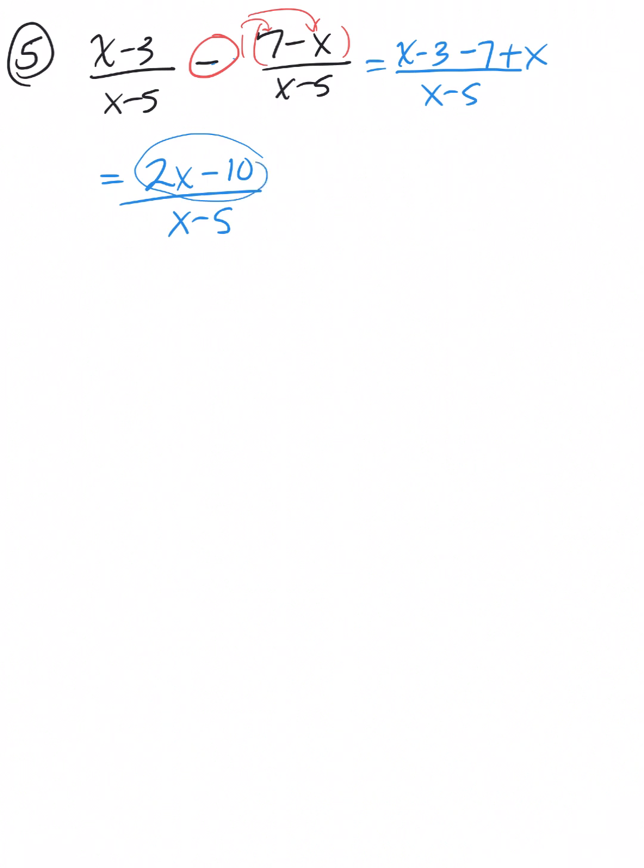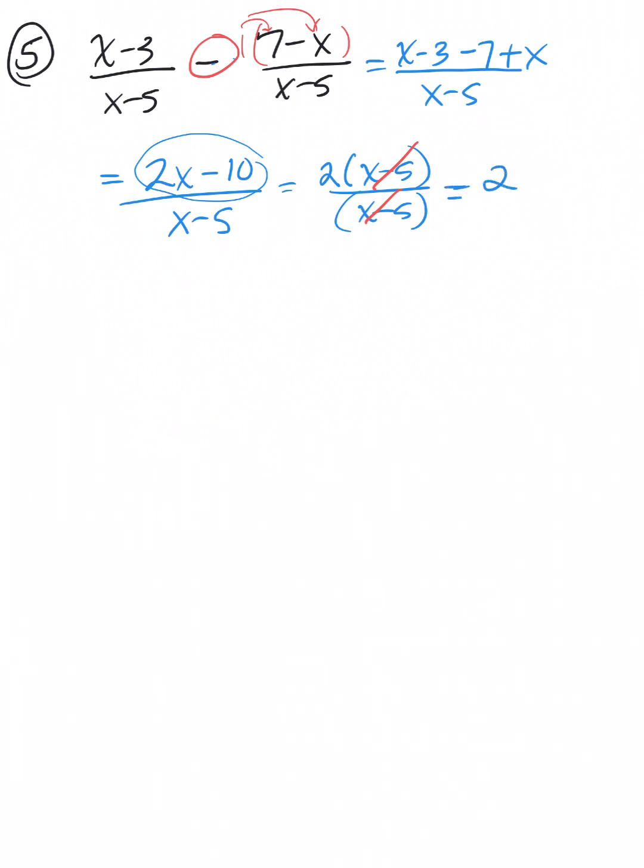Okay, there's a GCF here. Do you see that? I could take a 2 out, and that leaves me with x minus 5 over x minus 5. Now, look at this. These reduce out, and I'm left with a 2. All right, well, maybe that's it.